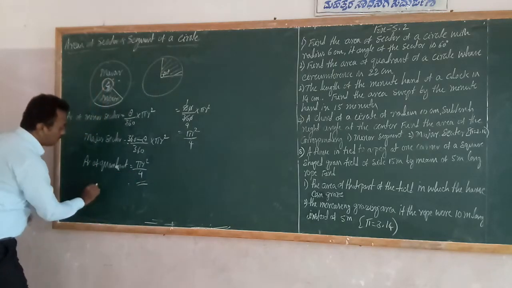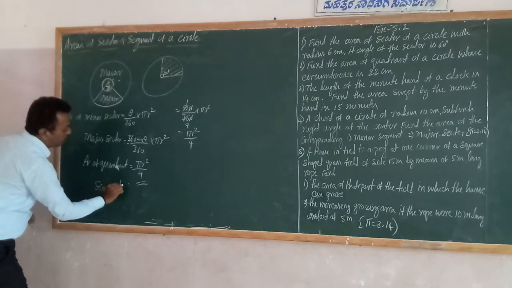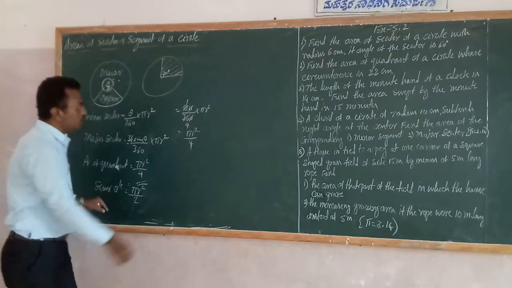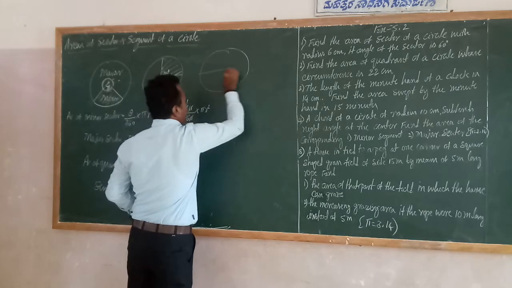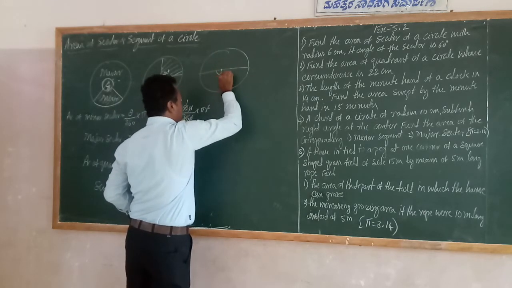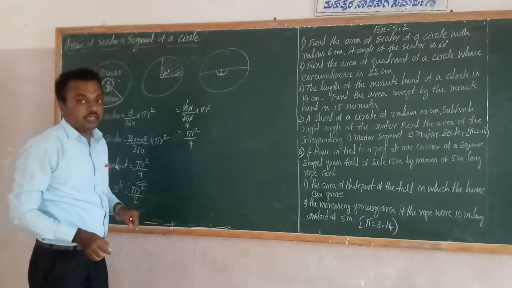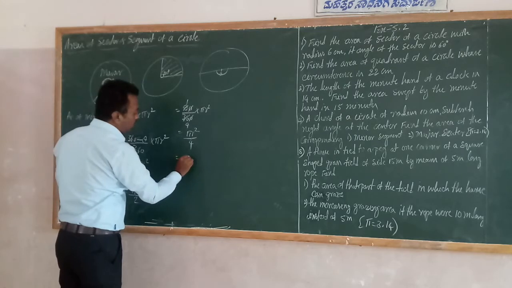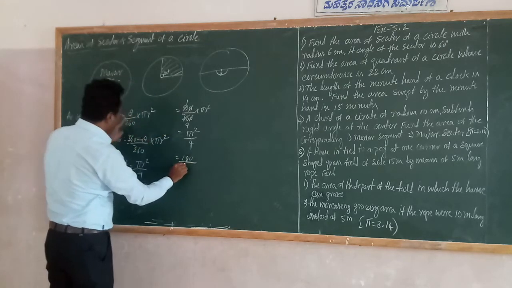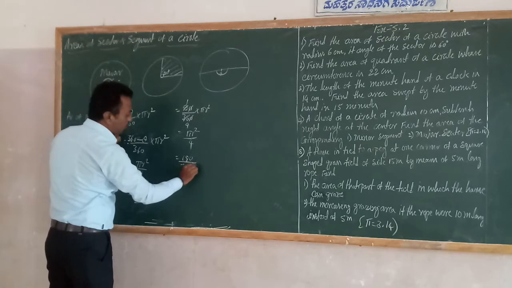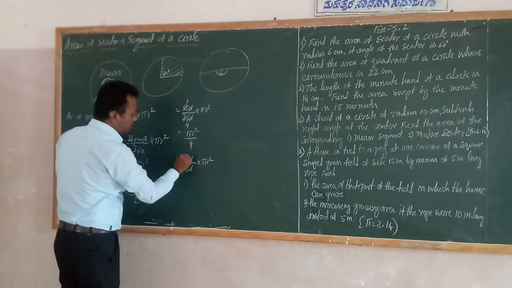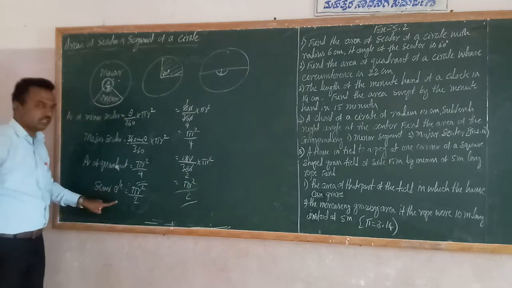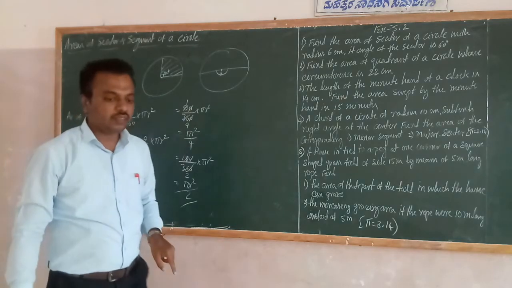What is the area of the semicircle? The area of a semicircle is pi r square by 2. How do we get pi r square by 2? A semicircle is like this: this is the circle, this is the semicircle, this is the center. What is the angle at the center in a semicircle? 180. So theta is 180, 180 by 360 into pi r square. The zero gets cancelled; 18 ones are 18, 18 twos are 36. Therefore pi r square into 1 by 2, pi r square by 2. So this is the area of the semicircle. Okay? Next, students.